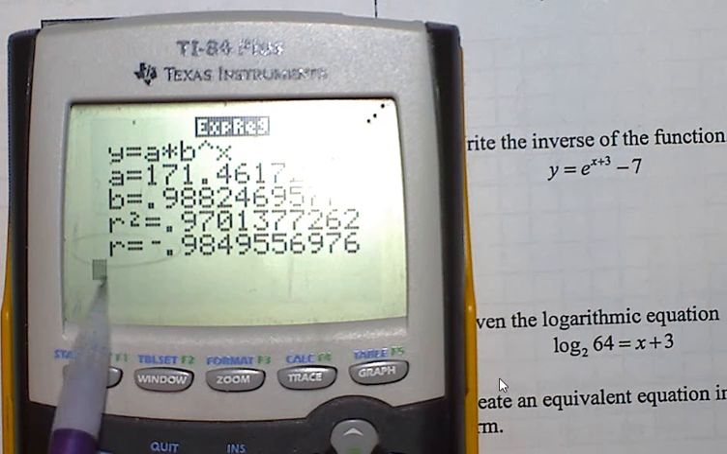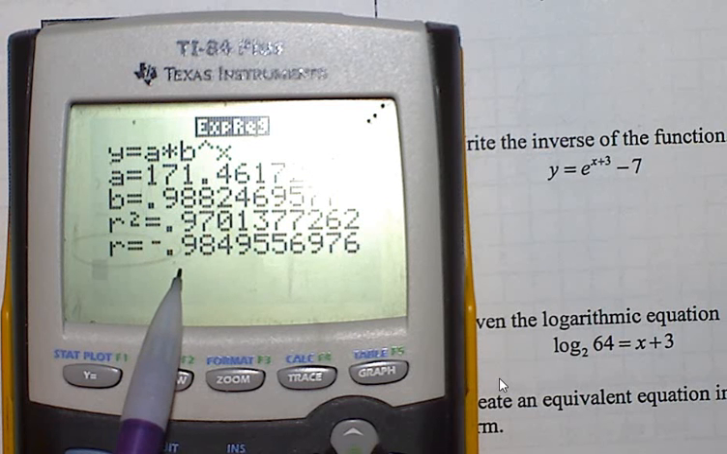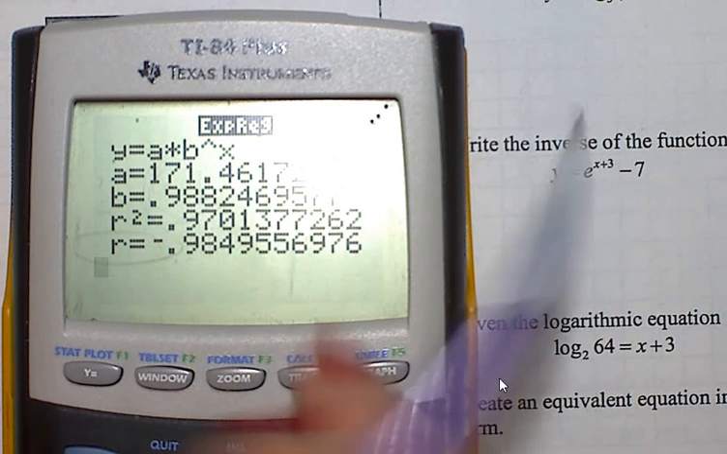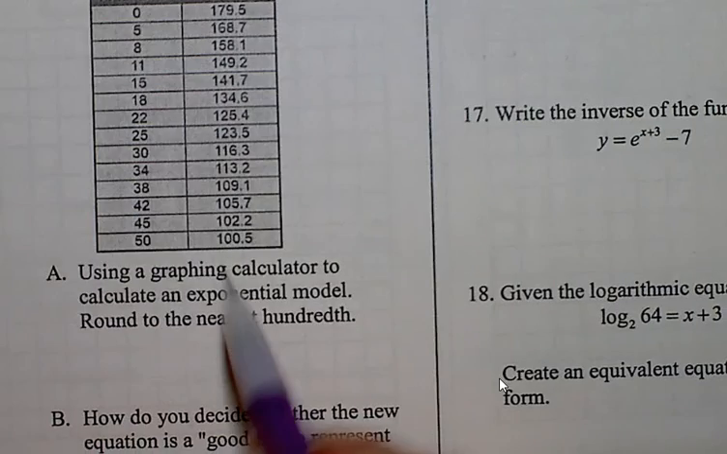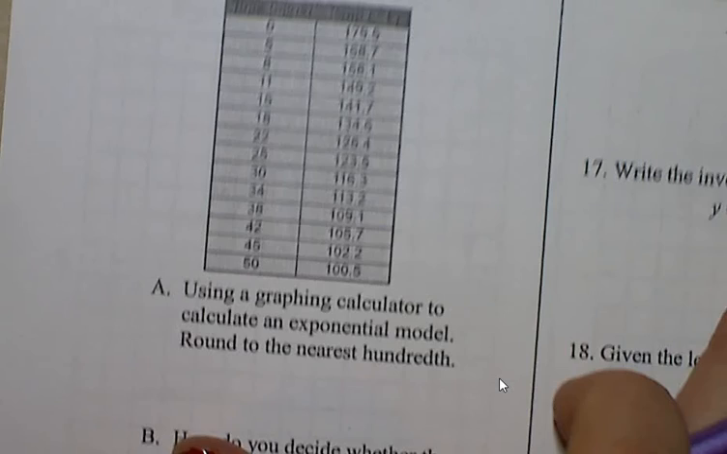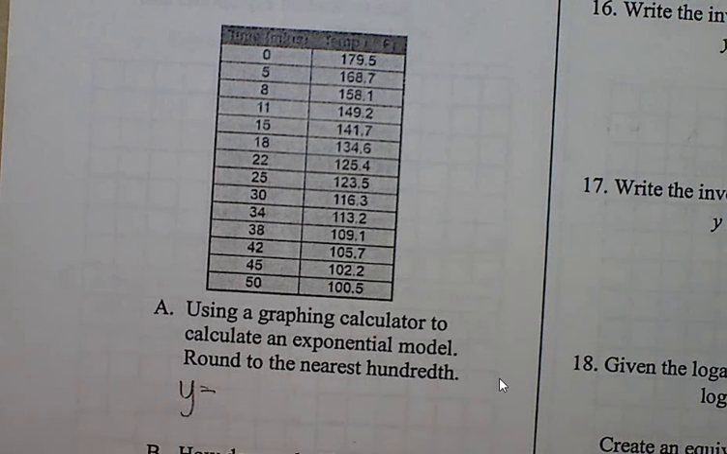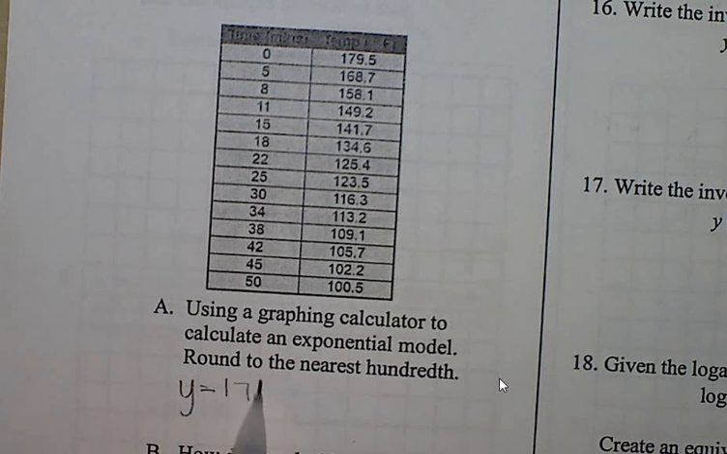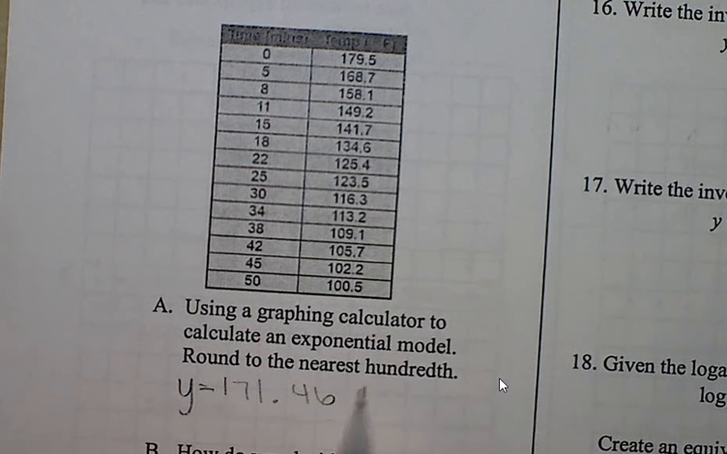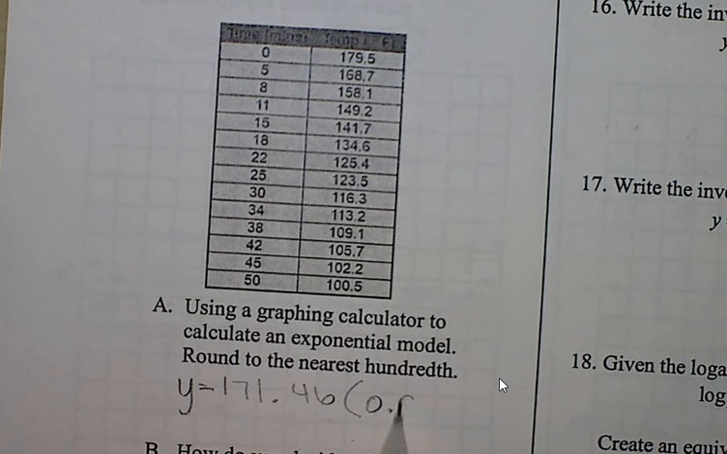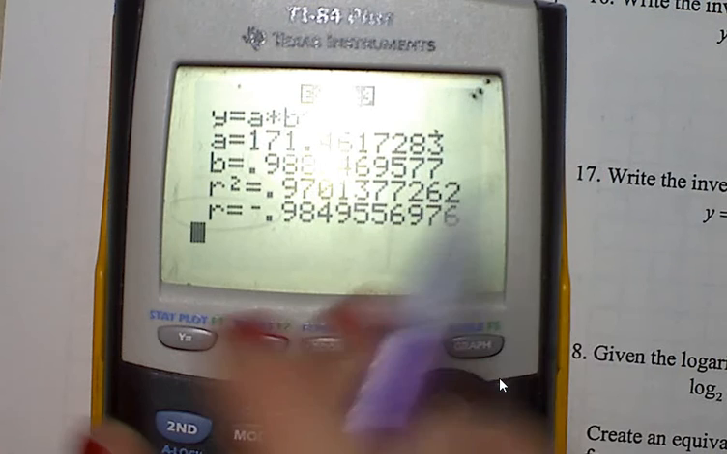This R value, if it's really close to +1 or -1, it tells us that we have a good fit for our points. So it tells us to round to the nearest hundredth here and to create an equation. So we have y equals, I'm looking at the same screen you have, 171.46 times 0.99 raised to the x value. Getting that from here, and I'm rounding to the nearest hundredth like the directions say.